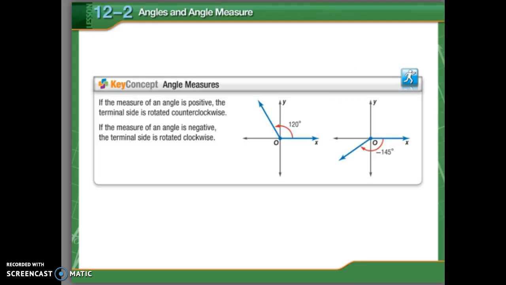So our first concept for this lesson is how you take the measurement of an angle. It says if the measure of an angle is positive, the terminal side is rotated counterclockwise. And if the measure of an angle is negative, the terminal side is rotated clockwise.